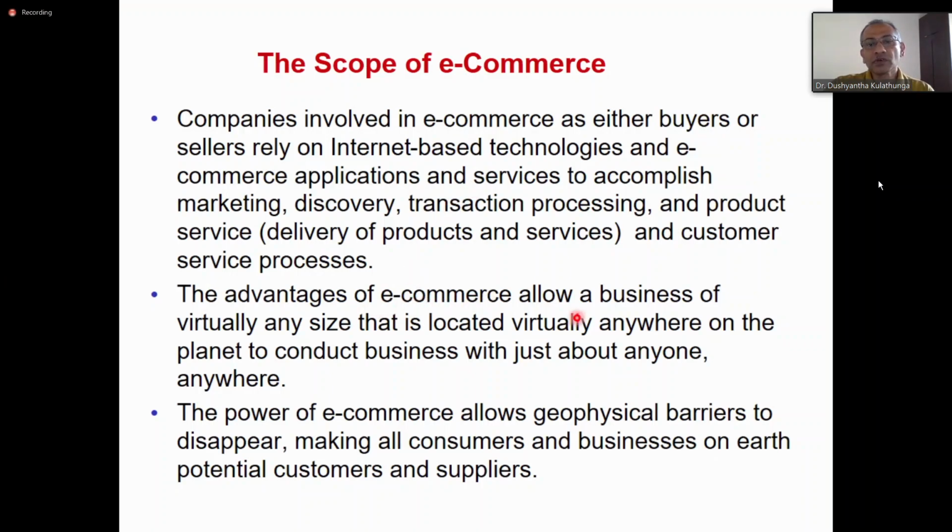The advantages of e-commerce allow a business of virtually any size that is located virtually anywhere on the planet to conduct business with just about anyone, anywhere. Now, when it comes to e-commerce transactions, the size of the organization usually doesn't matter.